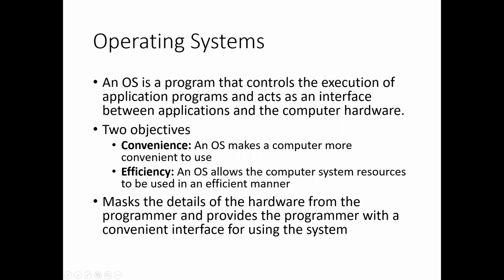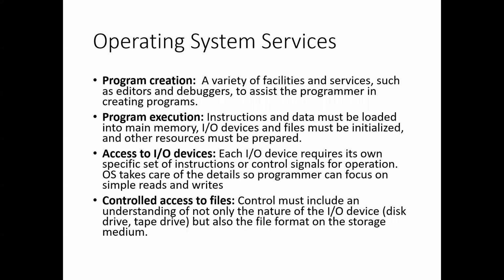So an operating system is a program that controls the execution of application programs and acts as an interface between the applications and the computer hardware. There are two objectives for an operating system to have. One is convenience, to make the computer more convenient to use for the end user, and the other is efficiency, which basically is to allow us to more efficiently utilize computer system resources. And in some ways we want to abstract the detail of the hardware from the programmer and provide them with a convenient interface for using the system.